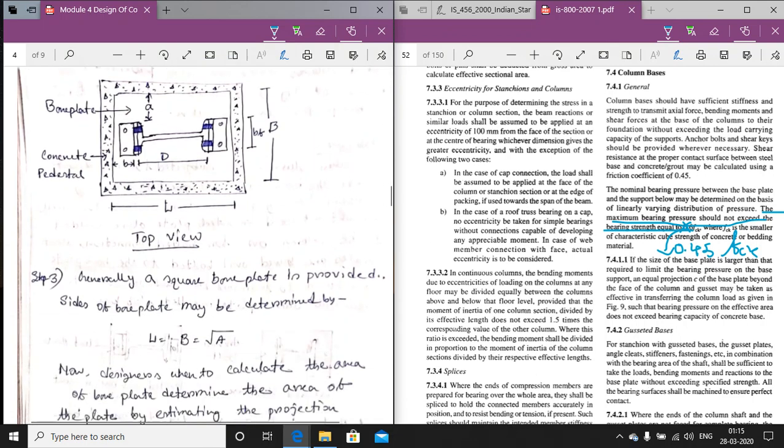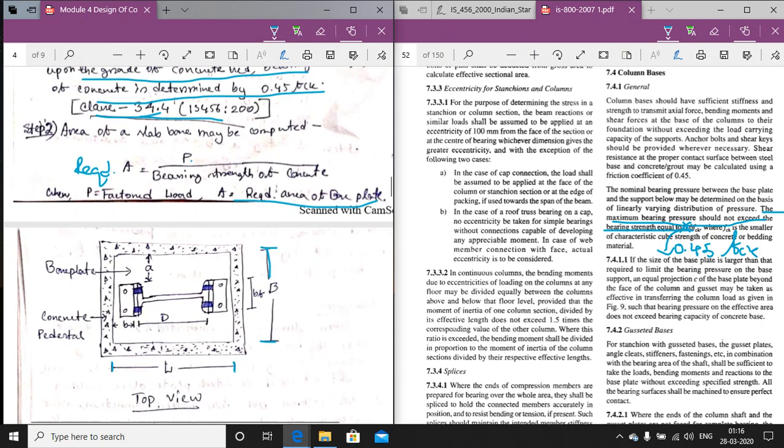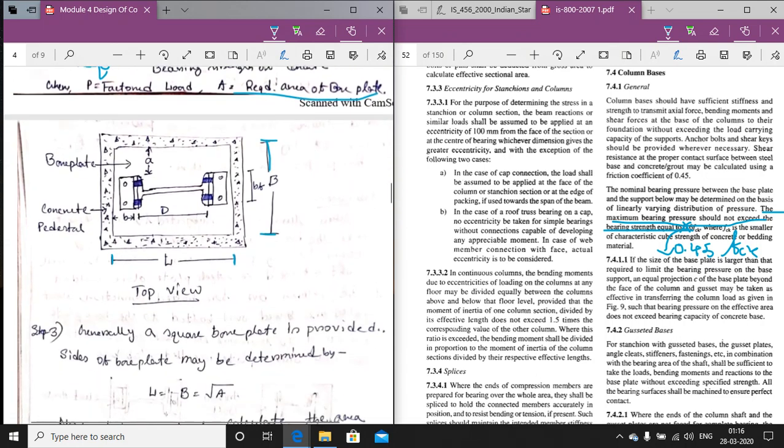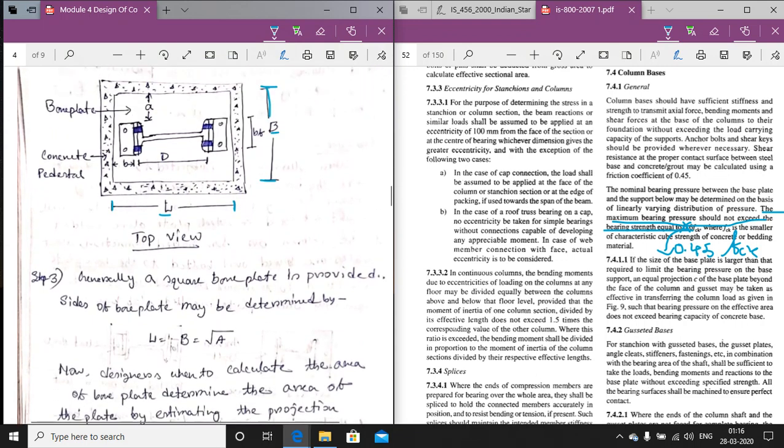Now, A is the required area of the base plate. In this picture of a normal bolted connection, L and B is the area of the base plate. So we will find the value of A, and then we have to determine the values of L and B. Coming to step number 3, generally a square base plate is selected. The size of the base plate can be determined by this formula.